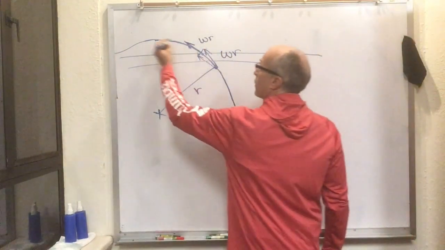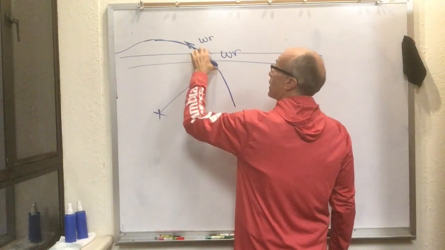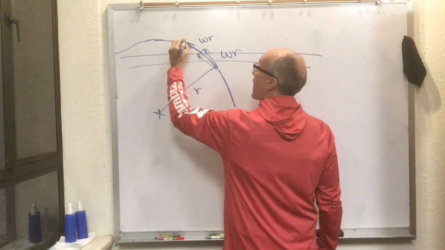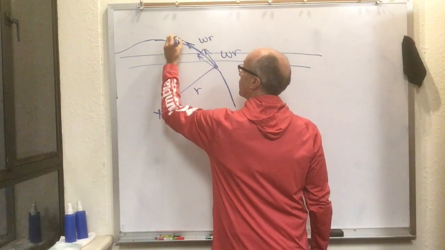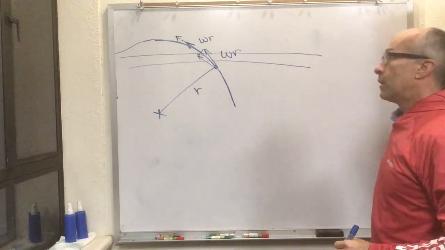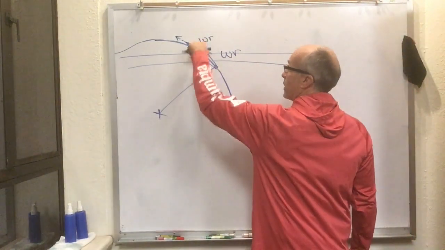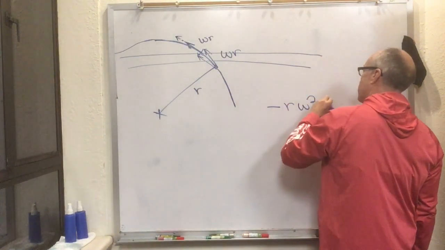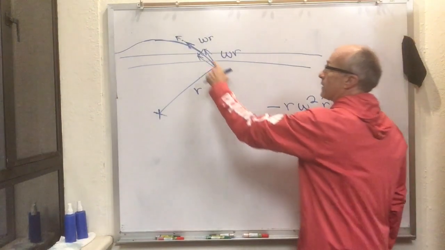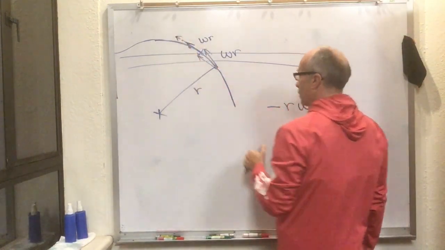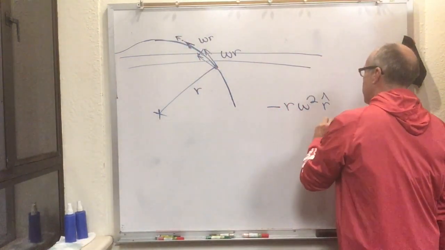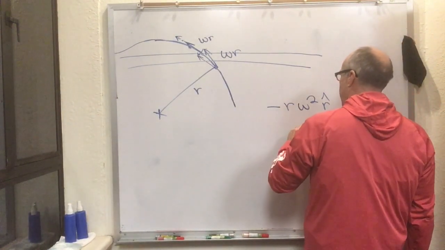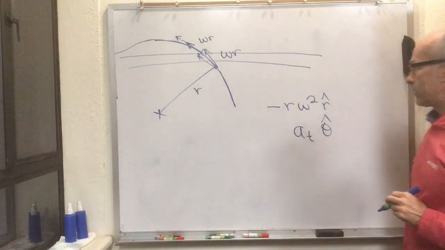If you're getting ready to accelerate onto the freeway, that means that this vector isn't just a little turn from this vector. This vector is a little turn and a little longer. And this direction right here, we already understood, was minus r omega squared times r hat. To the extent that this vector has gotten a little longer, that just means we now have some theta hat piece. And we call that theta hat piece the tangential acceleration.